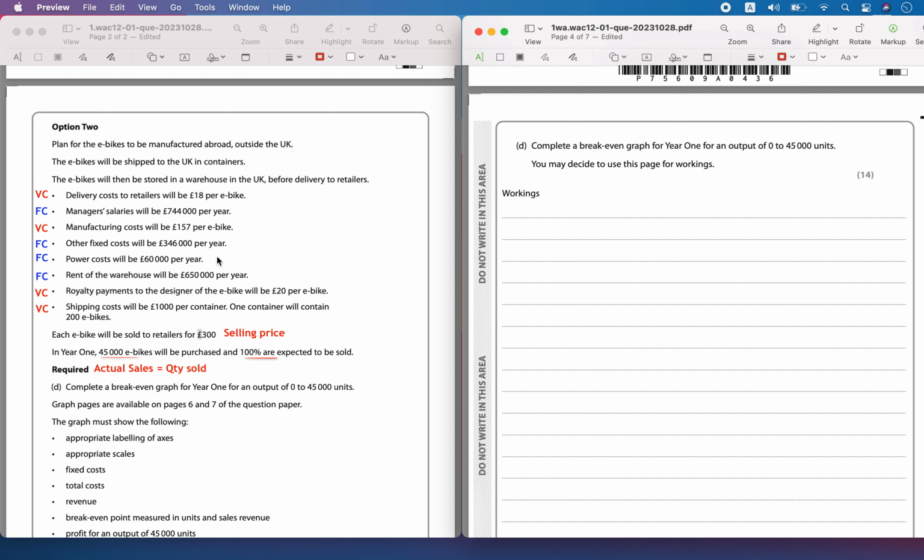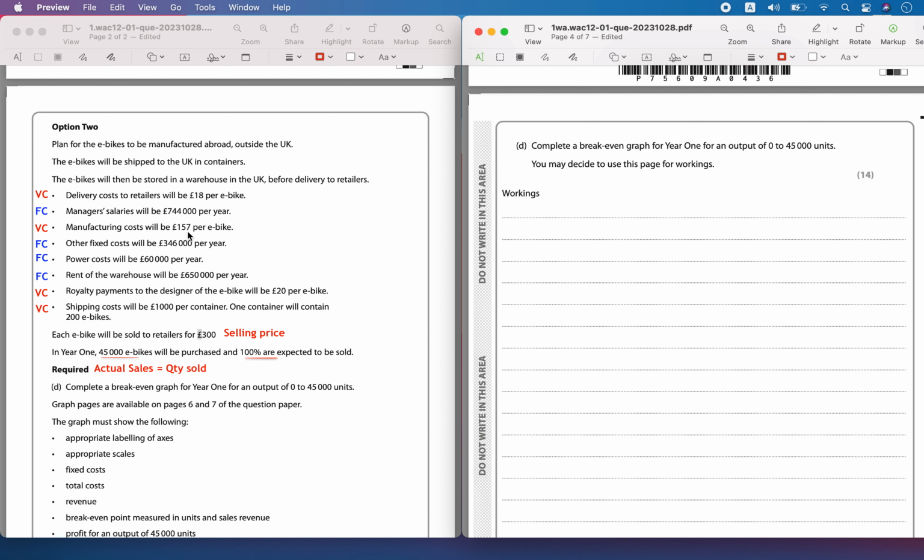So let's first identify your first step, as I have already discussed in part 1 of the question. Variable cost is the one that is going to vary as per the quantity sold or produced. For example, delivery cost to the retailers will be 18 pounds per e-bike, so it varies with the e-bikes produced; it is a variable cost. Your first step is to identify the variable costs and the fixed costs. Fixed costs don't vary with the quantity of production. For example, management salaries are 744,000 per year. It's fixed, not dependent on the e-bikes produced.